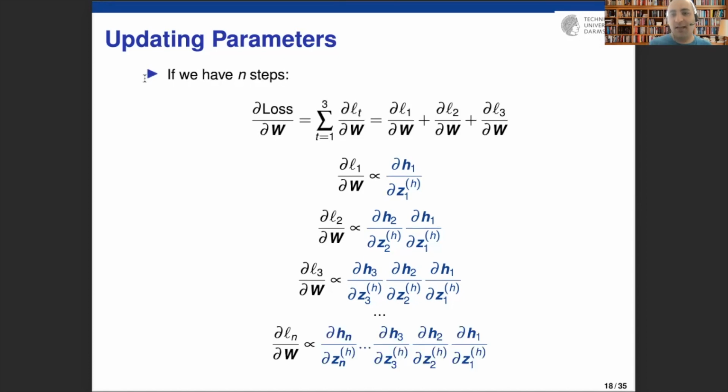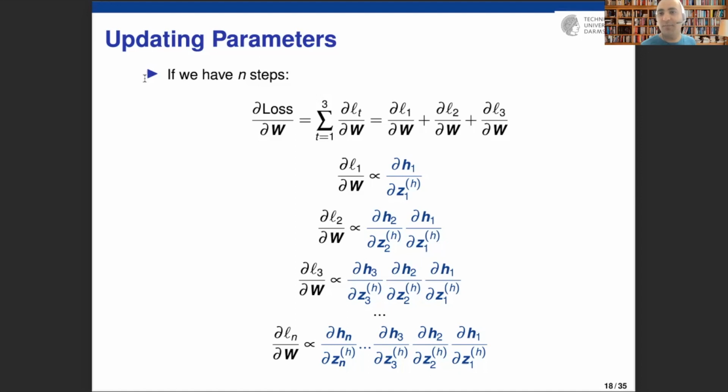So you can expect that if we have n steps, then the derivative of the loss at the last step, step n, is a factor of the product of n derivatives of the activation function that you define for the hidden state.